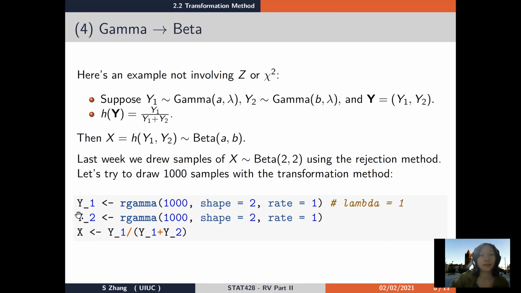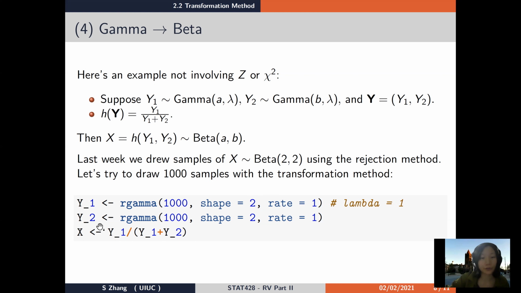So here's the code that implements this. We first sample the y1 and y2s from the gamma distributions. This can be done using the rgamma function in R. So y1 is going to be equal to rgamma. So 1000 samples we draw from the gamma distribution with shape a equals 2 and rate lambda equals 1. The rate here is arbitrarily chosen. We just chose lambda equal to 1 for convenience, but you can set it to something else, as long as the lambdas for y1 and y2 are the same, it should work.